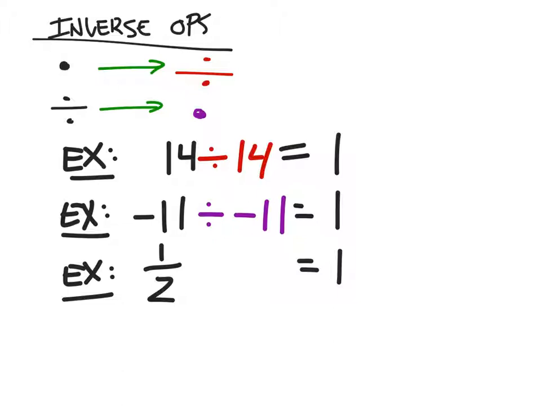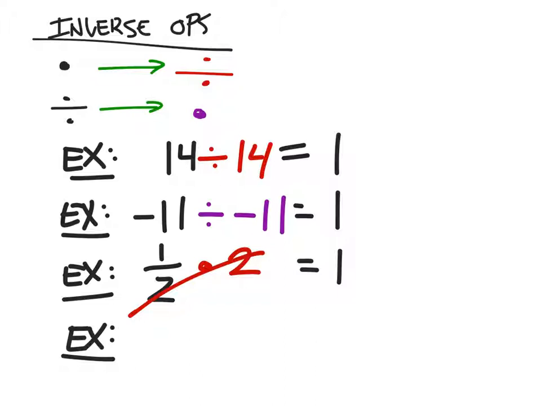So if I have 1/2, what are we going to do to 1/2 to make this 1? Times it by 2. Yeah, see how that's 1 divided by 2? So the inverse operation is to multiply this by 2. Well, the 2's cancel out and we're left with 1.